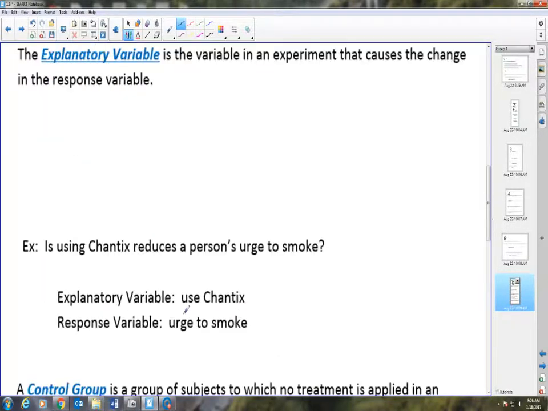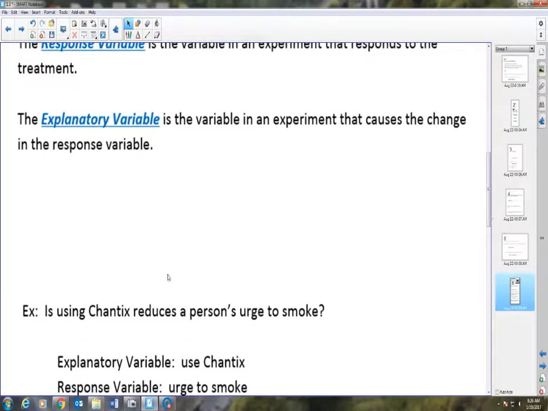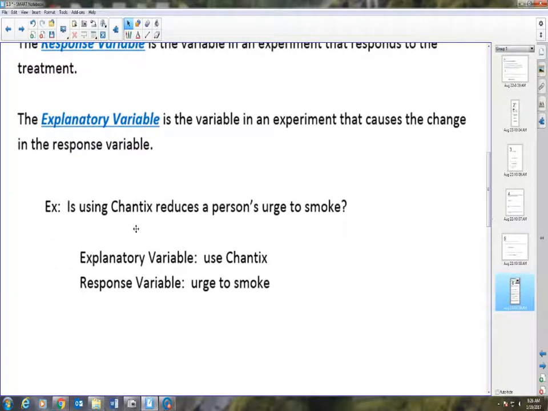For example, here, let me kind of show you. All right, the medicine I was talking about is called Chantix. You've probably seen this on the commercial. All right, the whole point of that medication is trying to reduce the person's urge to smoke. So a response variable will be the urge to smoke. So that means they take the Chantix, they reduce the urge to smoke. That will be the response variable because they're taking the drugs, and it reduced the urge.